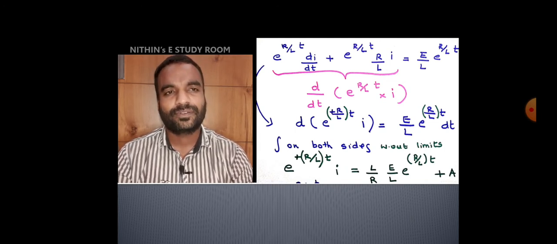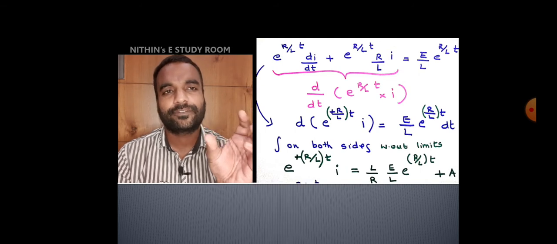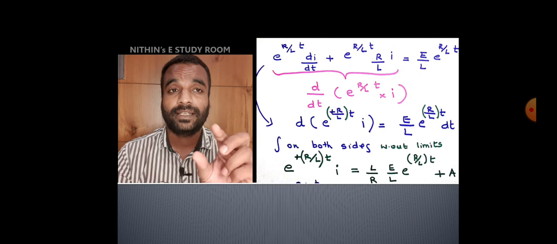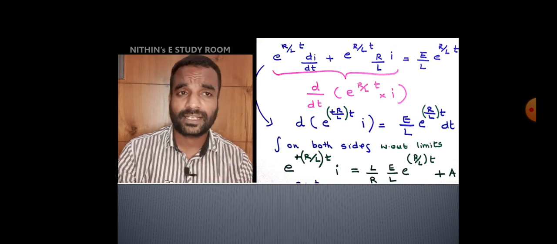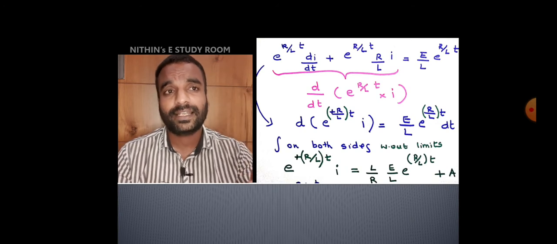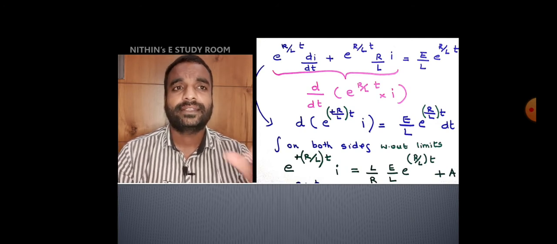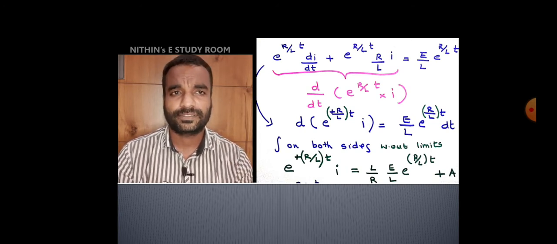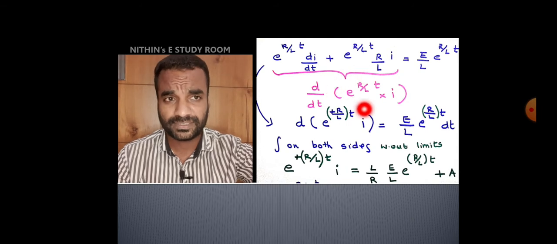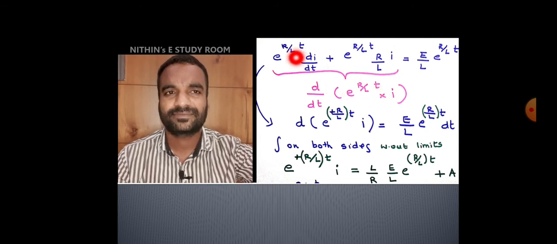What is the product rule? First, you make the first term constant and find the differential of the second, plus make the second term constant and then differentiate the first term. So, you will get the same thing. If you are determining the differential of this term, the answer will be this.